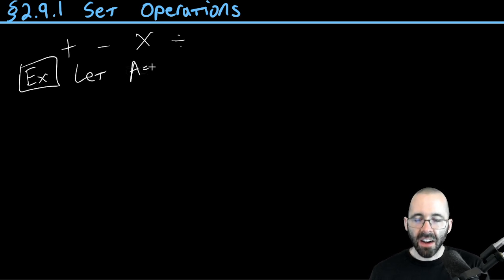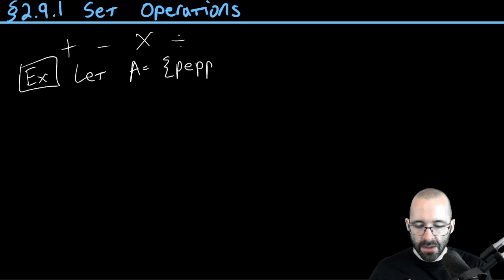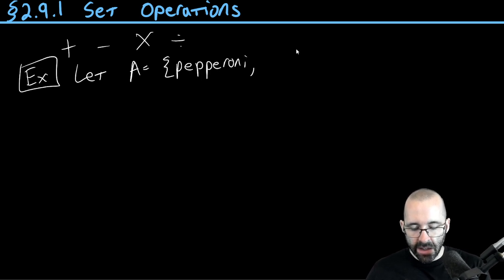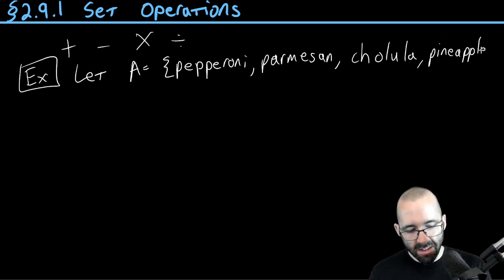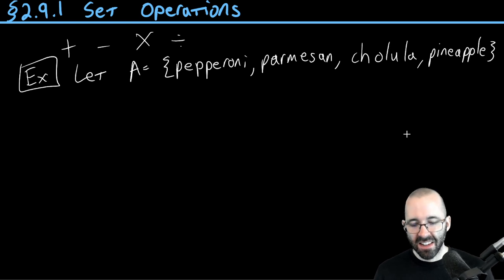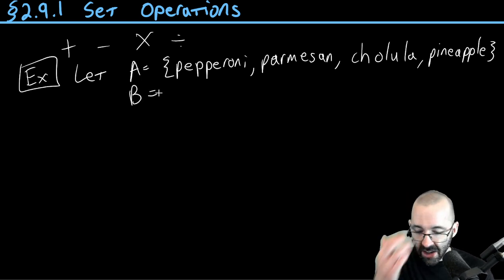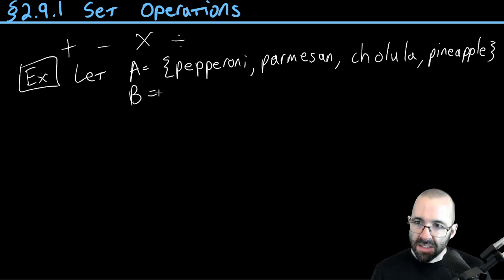Let A be the set of my usual pizza toppings. So let's say pepperoni and Parmesan. Does that count? Cholula. I think that's how you spell Cholula, the hot sauce. And pineapple is a good pizza. And then B be the set of my girlfriend's pizza toppings.